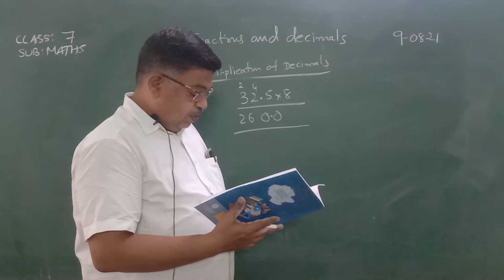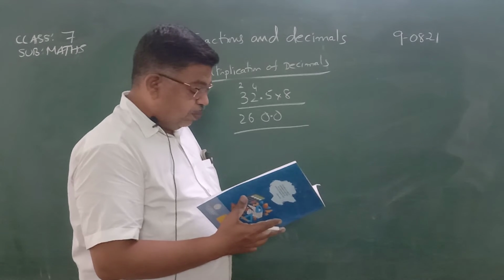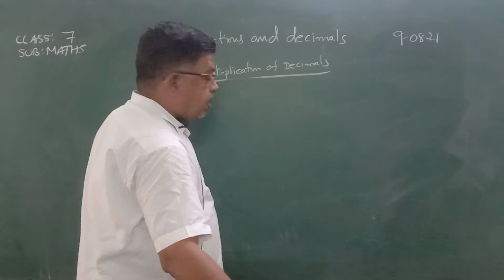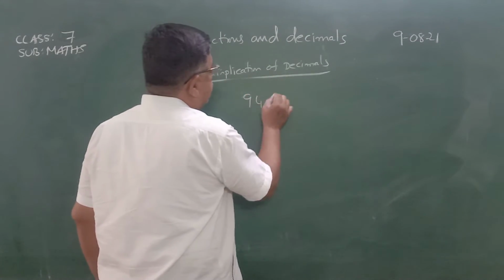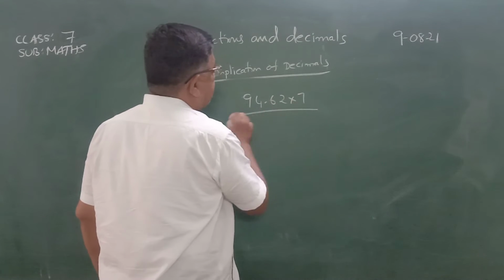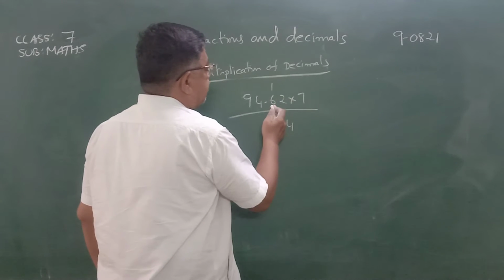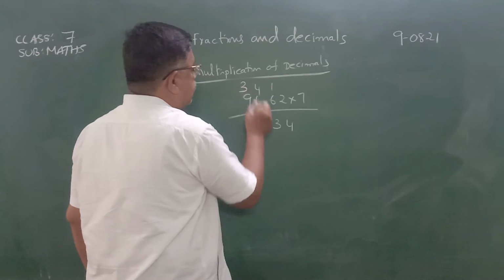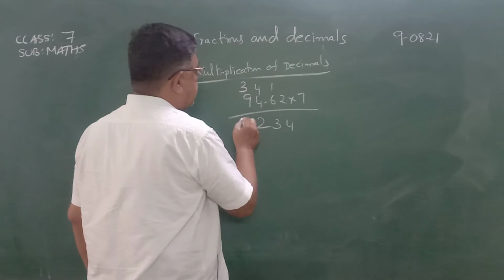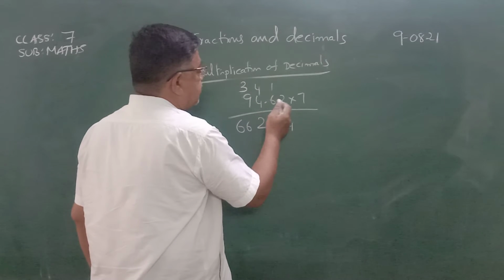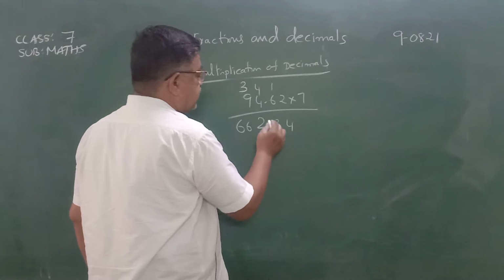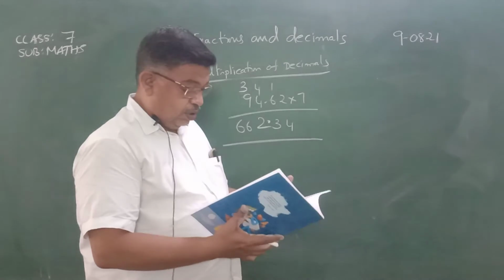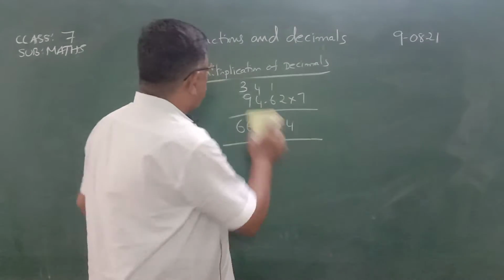Next, we take up 94.62 into 7. 94.62 multiply with 7. 7 2s are 14. 7 6s are 42 plus 1, 43. 7 4s are 28 plus 4, 32. 7 9s are 63 plus 3, 66. Count the number of decimals, 1, 2. So count the first 2 places and keep the point. So the product is 662.34. You try these two as homework.